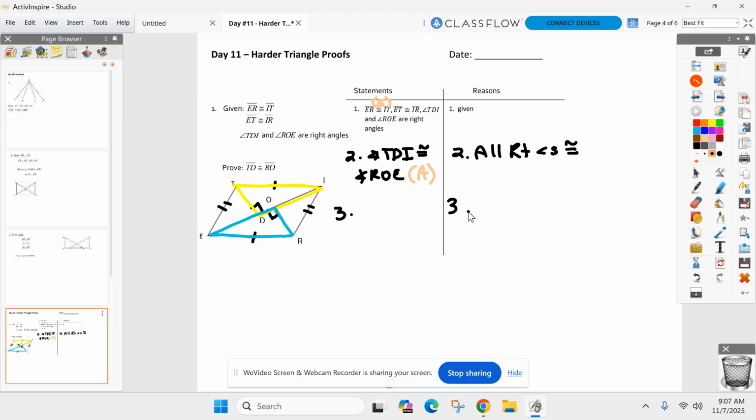So does everyone, here's my plan. I do not have enough information to prove those two triangles, so I'm going to a new pair. And you're going to see what I do with that new pair right now. So I'm going to tell you EI is congruent to EI, reflexive.